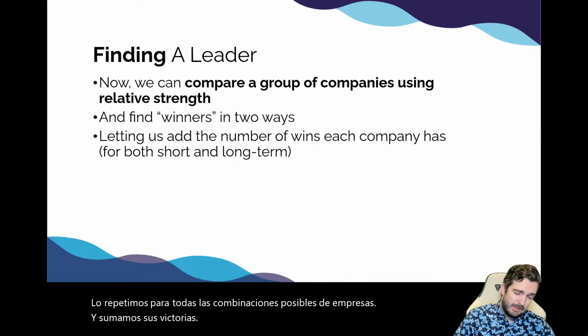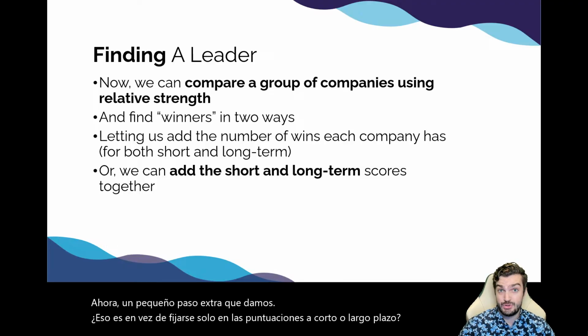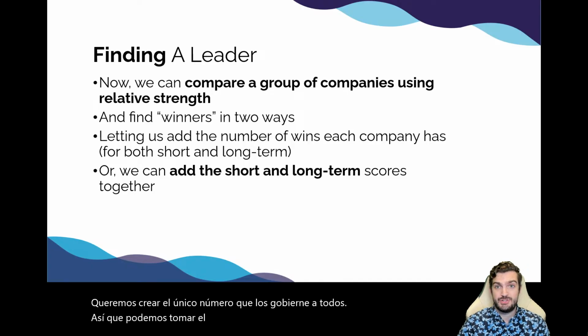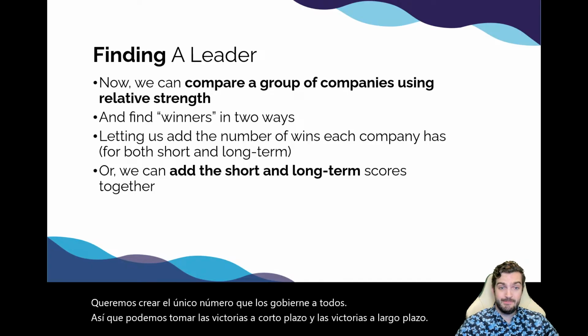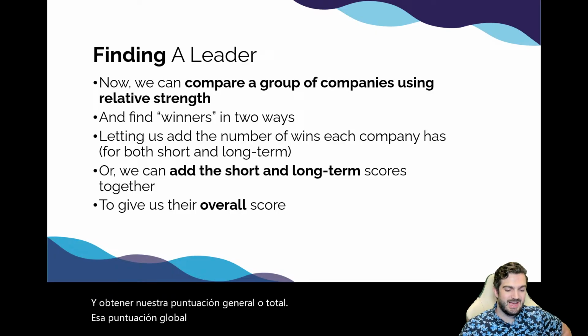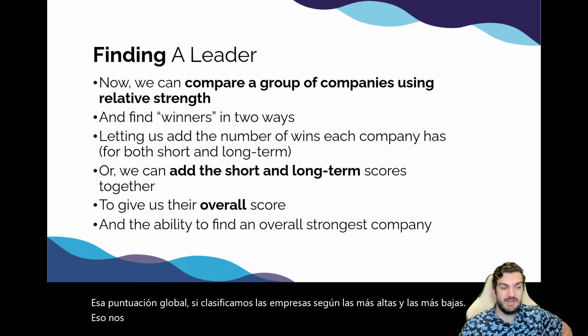Now, a little bonus step that we do is that instead of just looking at short-term or long-term scores, we want to create the one number to rule them all. So we can take the short-term wins and the long-term wins, add them together, and get our overall or our total score. That overall score, if we rank the companies based on the highest to lowest number of wins, would give us our strongest company.